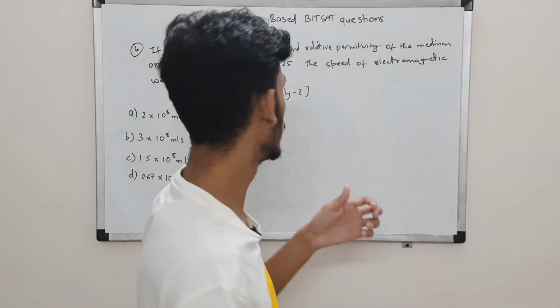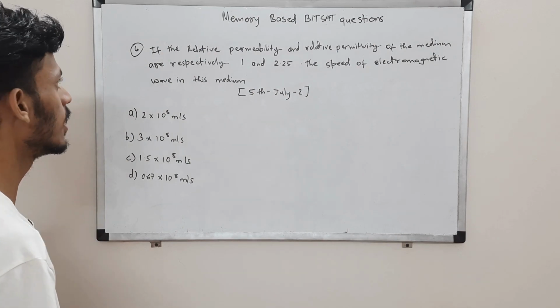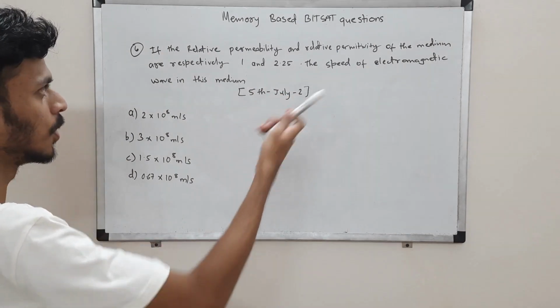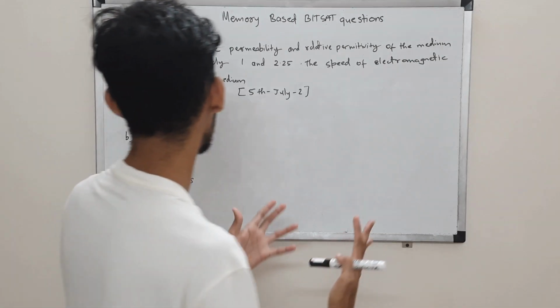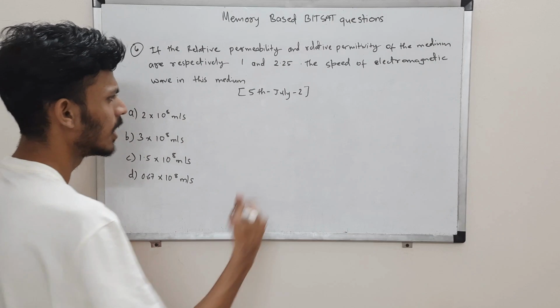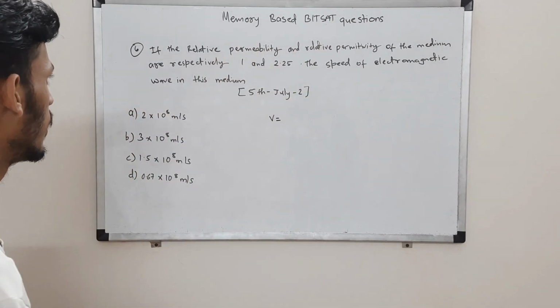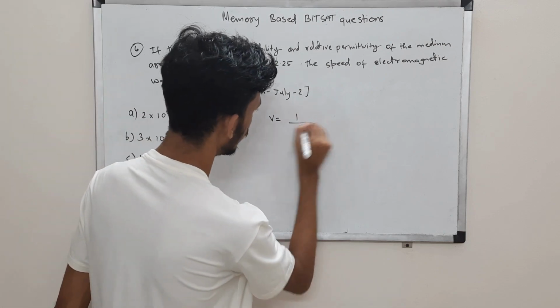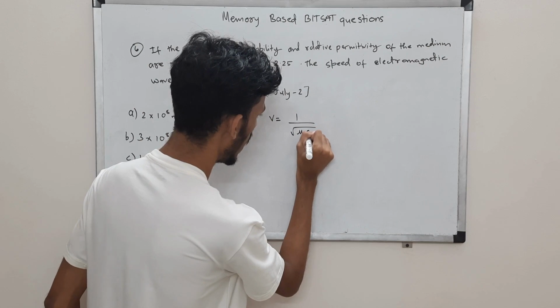Number 6 over here, in this question we are given the relative permeability and the relative permittivity of a medium as 1 and 2.25 respectively. You are supposed to tell what is the speed of electromagnetic wave in this medium. Okay, so simply the speed is given as, if you want to write the speed of electromagnetic wave in terms of your permeability and permittivity, it's simply 1 upon root of mu into epsilon.